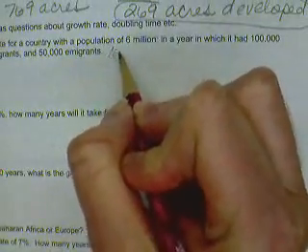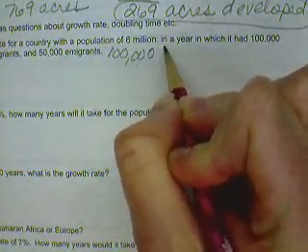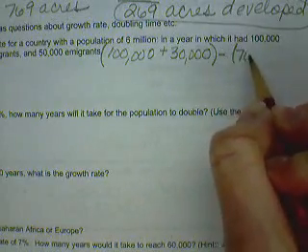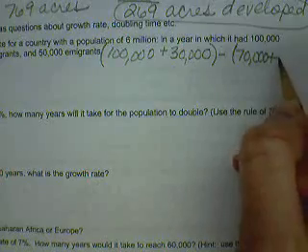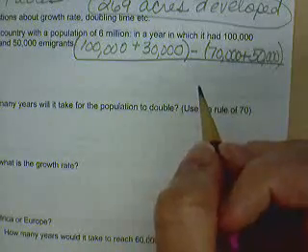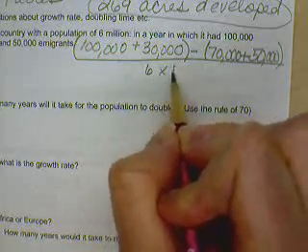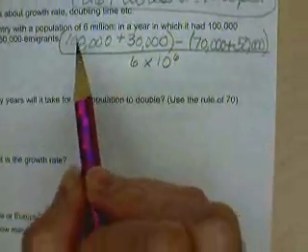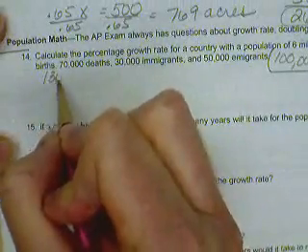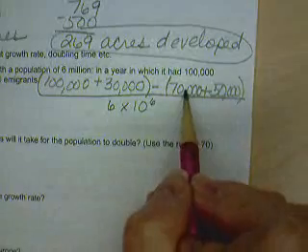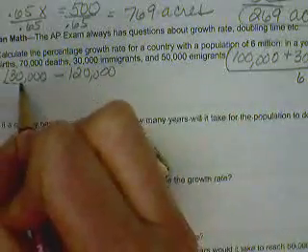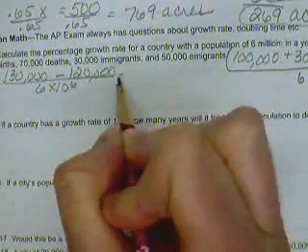So our births here are 100,000. Our immigrants are 30,000 minus deaths at 70,000 plus our emigrants with an E, 50,000 over the total population, which is 6 million, 6 times 10 to the 6. Alright, 100,000 plus 30,000 is 130,000. Minus 70 plus 50 is 120. So this is 10,000.